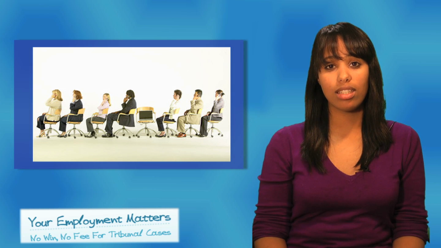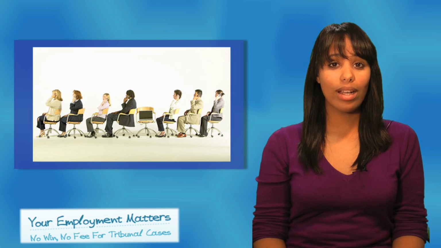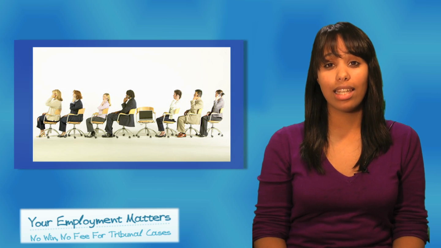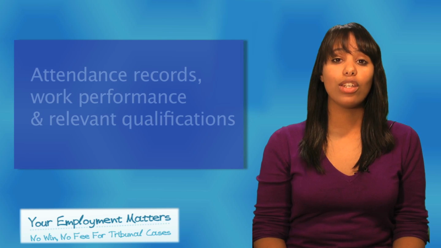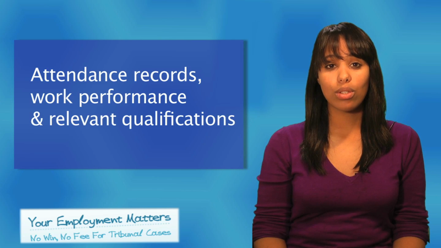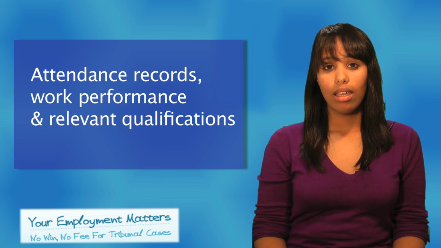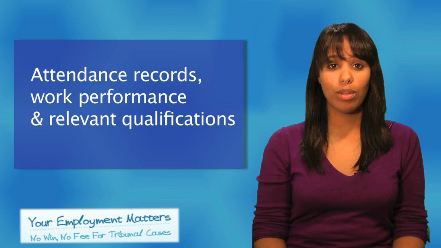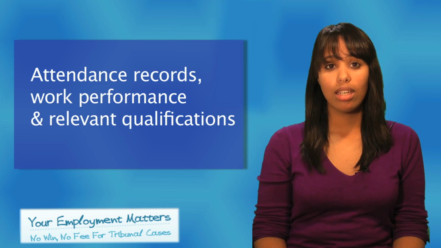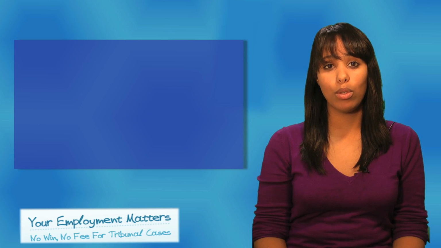for potential redundancy. Once the correct pool has been identified, the employees at risk should be scored on a redundancy selection criteria. Now this could include things like attendance records, work performance, and relevant qualifications. Employers should always consult with you before making you redundant. The consultation must be meaningful with a view of finding you a way to keep you employed.